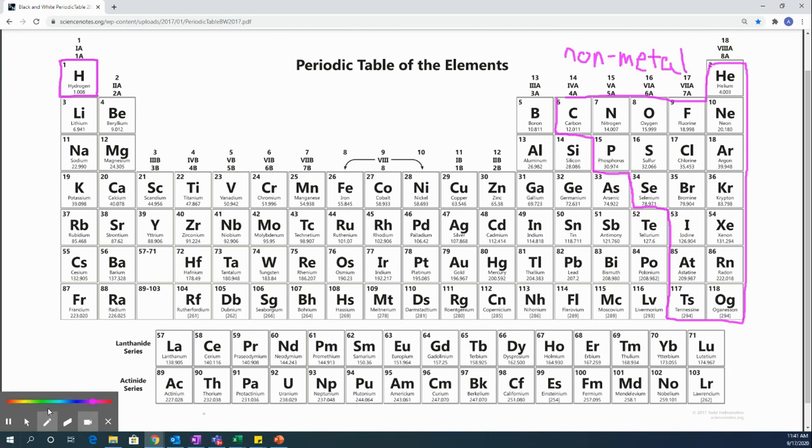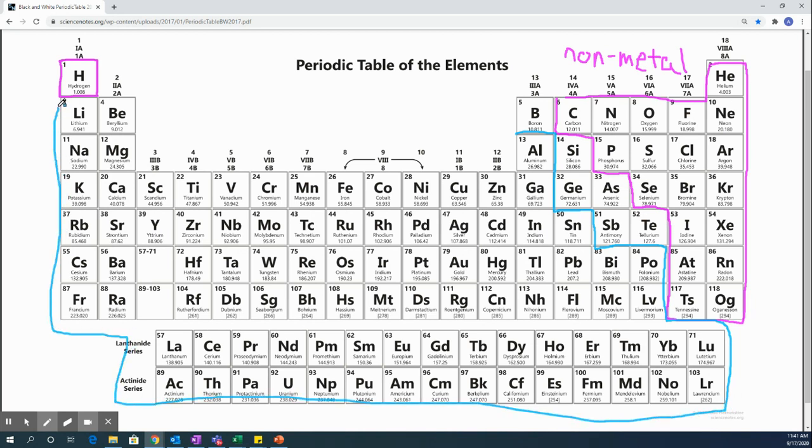Now let's take a look at our metals. This one's a little bit tricky. Gallium, tin is a metal. Then all these. We'll cut off hydrogen. Again, I suggest you print this and do this yourself and make it prettier. These are our metals.